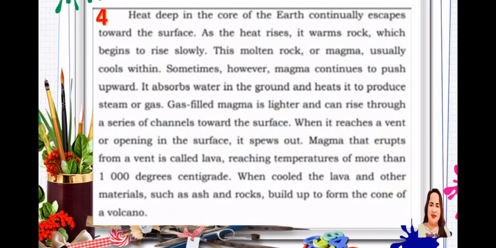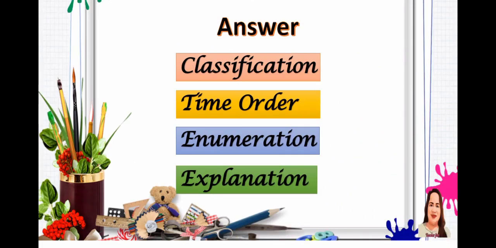Okay, let's check if your answers are correct. For the paragraph number 1, the answer is classification. The second one is time order. And the third one is enumeration. And the last one is explanation.